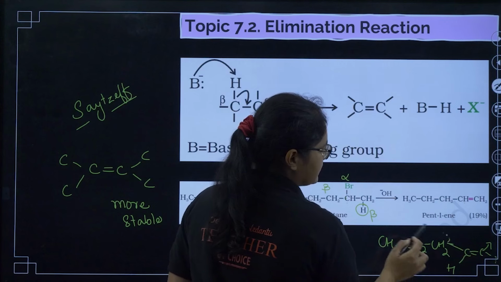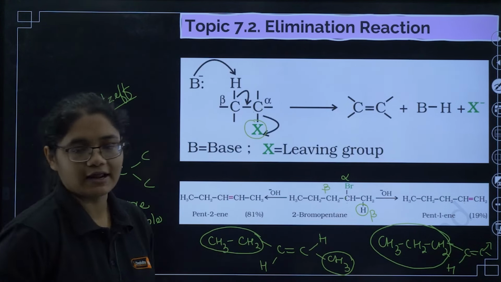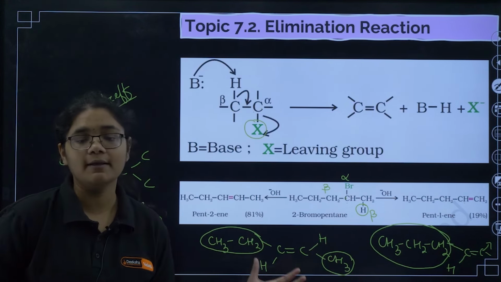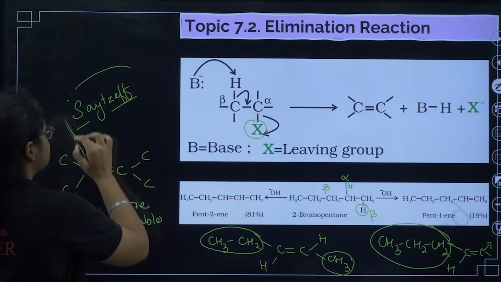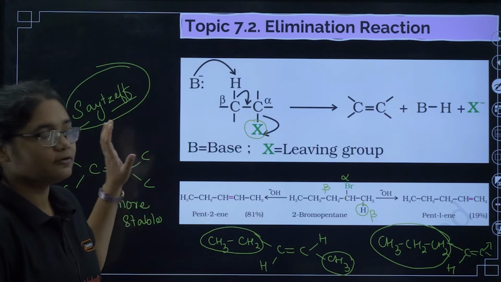Now if you see here, there is only 1 carbon, all other 3 are hydrogen. So which will be more stable? This one will be more stable. And who told us this? It is given by Saytzeff's rule.